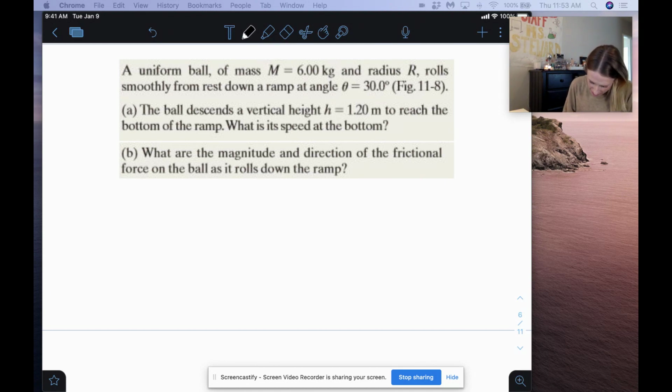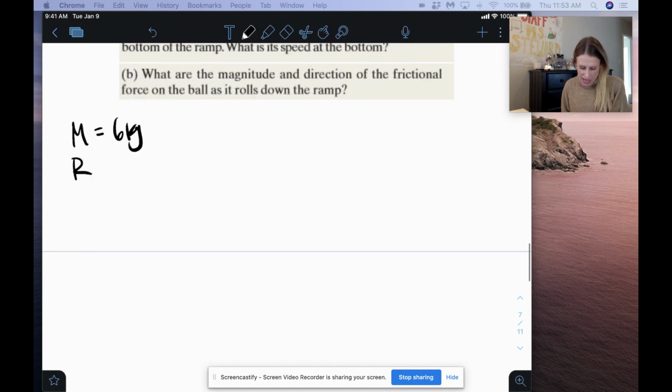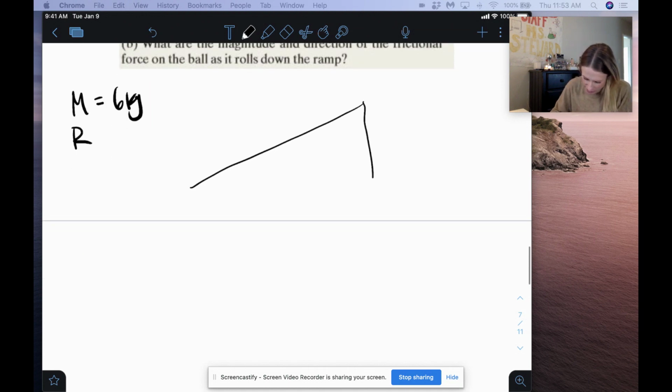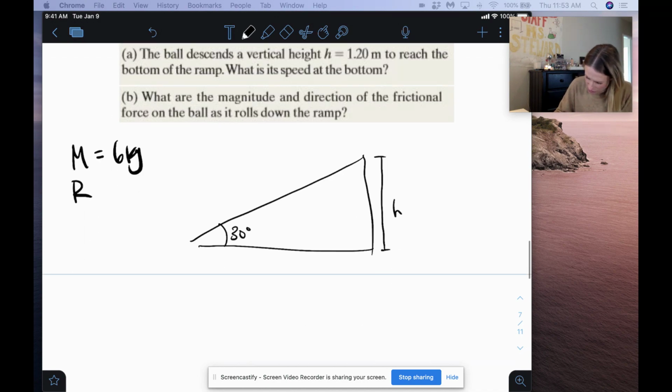So we're given m is 6 kilograms. We're not given what the radius is, which is very interesting. And we're also given that this ramp is 30 degrees and the height of the ramp, h, is 1.2 meters.